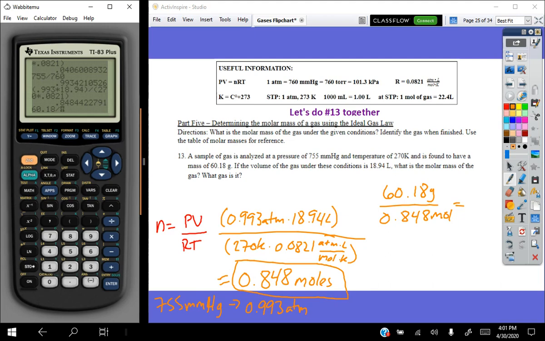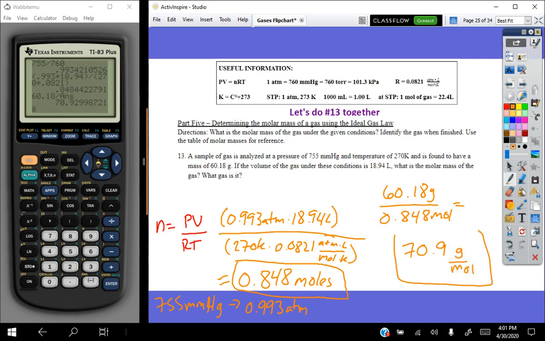Now, this is important because it could throw off your answers. I'm going to use the second answer button. That's going to take my previous answer, the complete thing. I'm not going to truncate and put in only 0.848. I'm not going to have any rounding errors. I'm just going to put the whole thing in. And this gave me an answer of 70.929, or 93 if we round. 70.9 grams per mole is the molar mass of my gas. This is going to be my final answer.